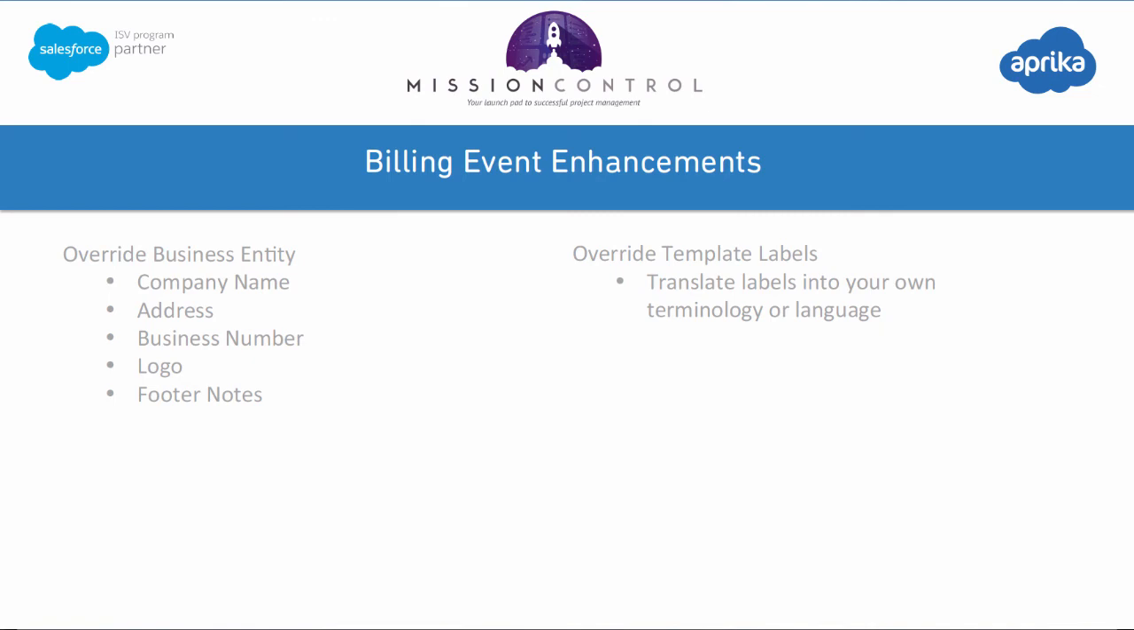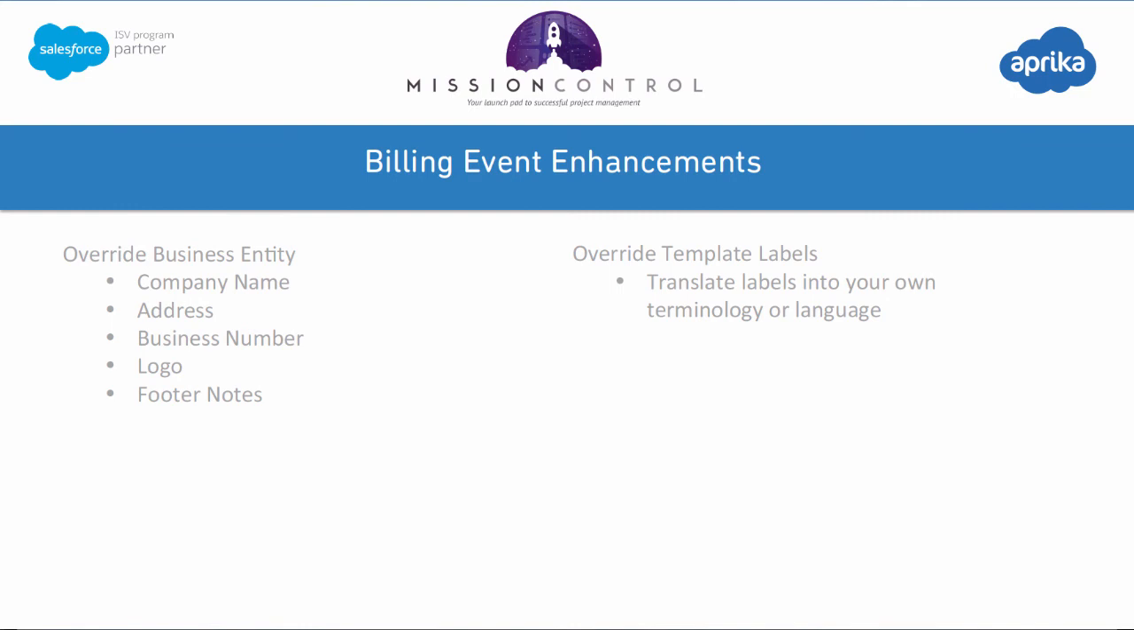Using the tax rate object, you're now able to override the business entity details, including the company name, address, business number, logo, and invoice footer notes, as well as overriding the template labels, which you're able to translate into any other language to suit your own terminology. Now, if you're operating as a single business entity and you don't wish to override any of the template labels, then you do not need to utilize these new features. If you don't override any of the values, all of the existing settings will be applied to the invoice PDF.